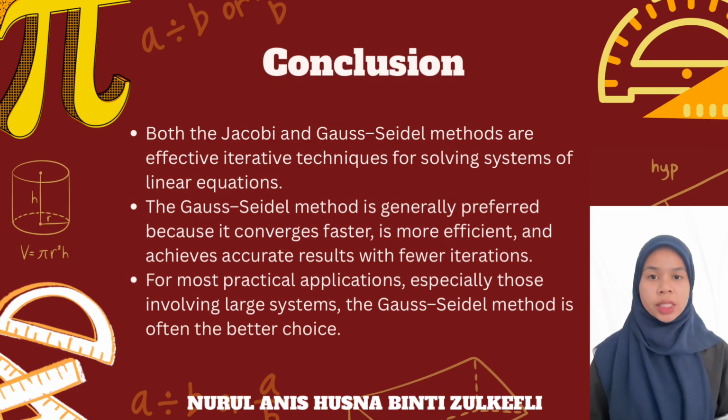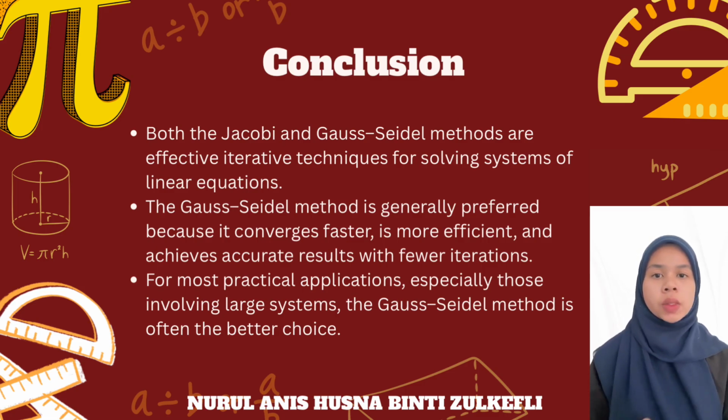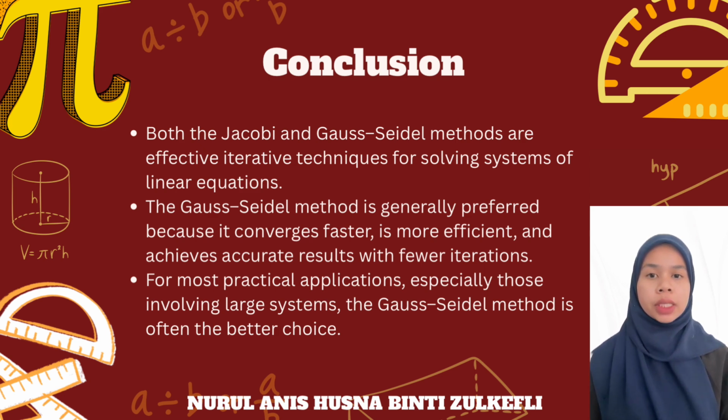In conclusion, both the Jacobi and Gauss-Seidel methods are effective iterative techniques for solving systems of linear equations. However, based on our comparison, the Gauss-Seidel method is generally preferred because it converges faster, is more efficient, and achieves accurate results with fewer iterations. Therefore, for most practical applications, especially those involving large systems, the Gauss-Seidel method is often the better choice. That's all from me.